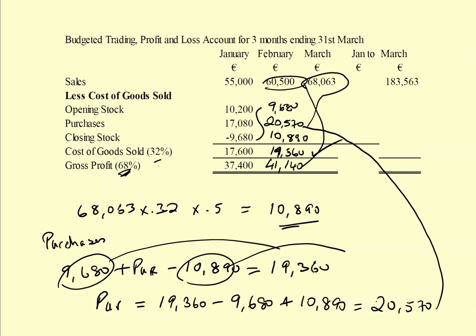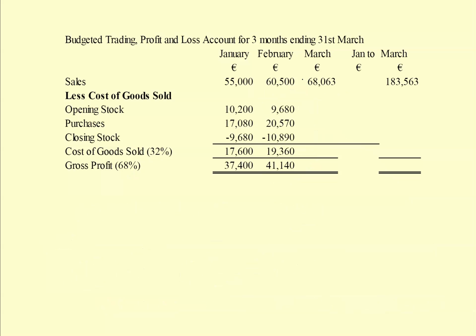Now, what I'm going to do is tidy all this up and drop the figures into February. So let's tidy that up a little bit. And then we're going to do the same for March. So I'll put in the figures I have. The opening stock is the closing stock from February. So that's 10,890. The gross profit is 68% of March's sales.